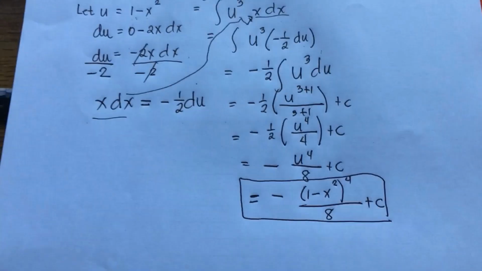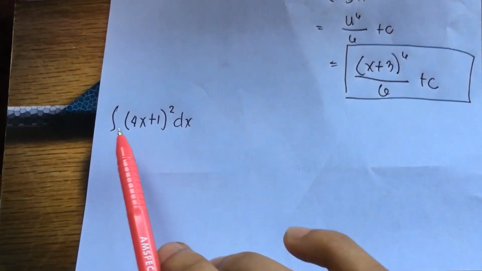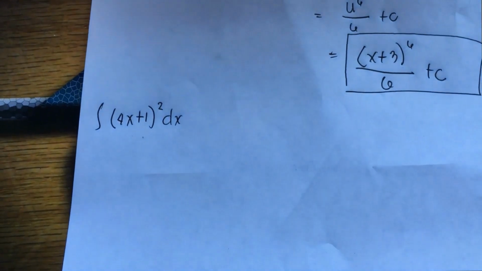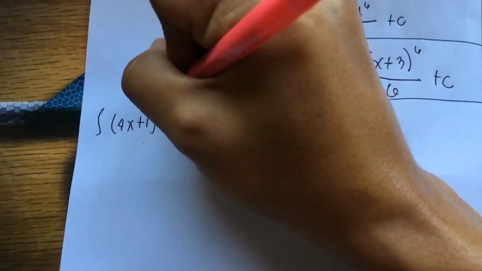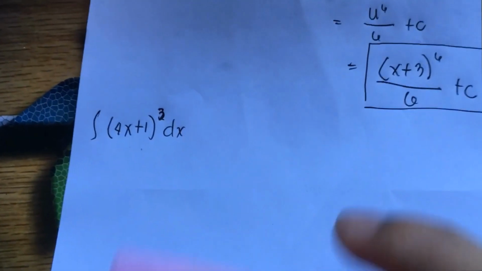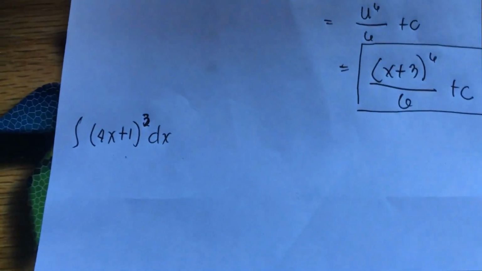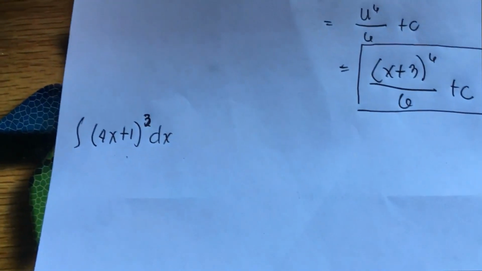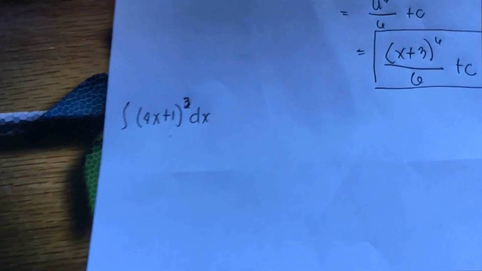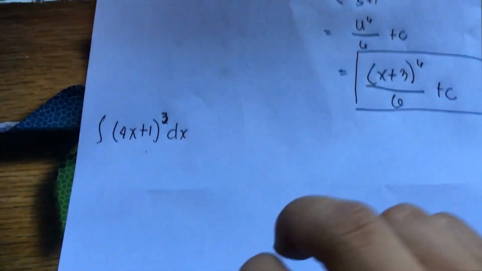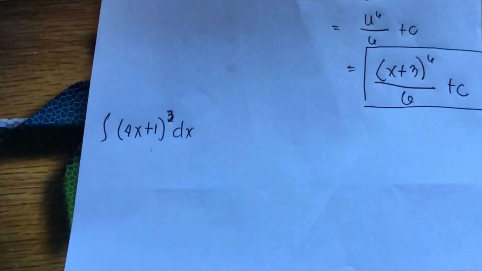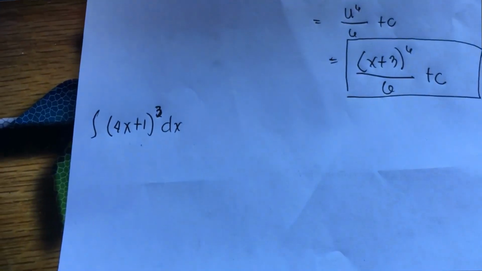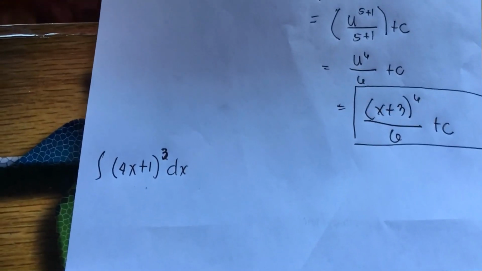So, let's have another example. Our given is 4x plus 1 raised to 3 dx. So, we are going to find the antiderivative of 4x plus 1 raised to 3. So, the same rule, this topic is what we call integration by substitution. Okay? This topic is also called as integration by substitution.